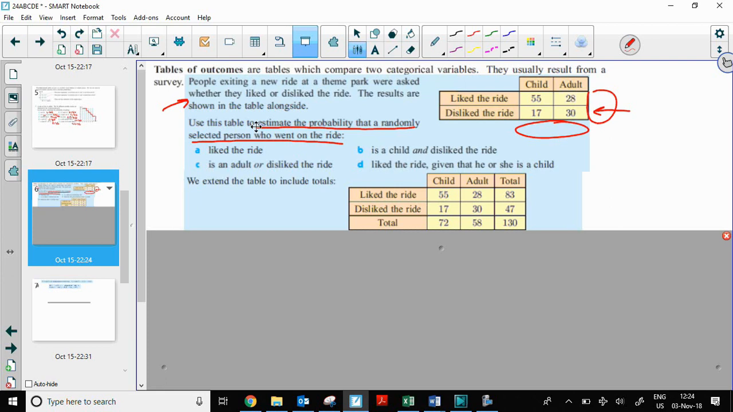There's that for you. You can always check your work. You can make sure that the total number of children and adults is equal to the total number of likes and dislikes. In this case, they're both equal to 130.